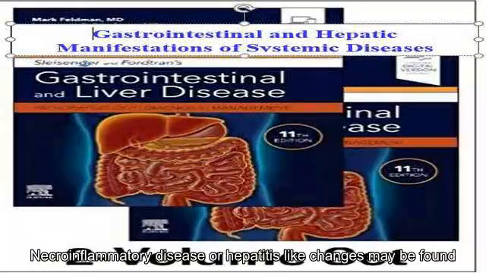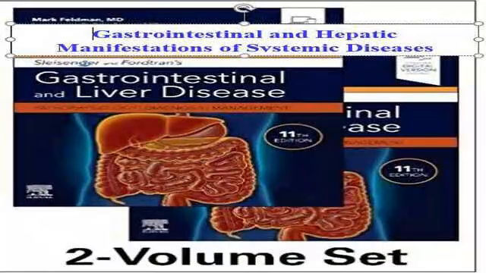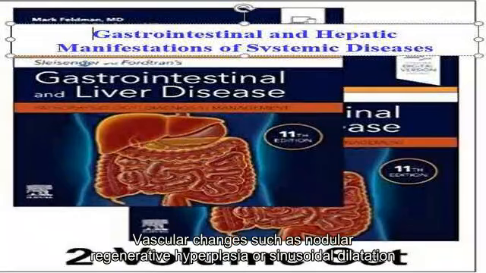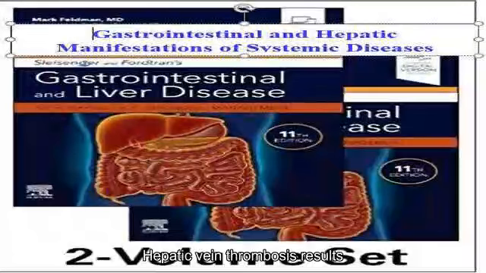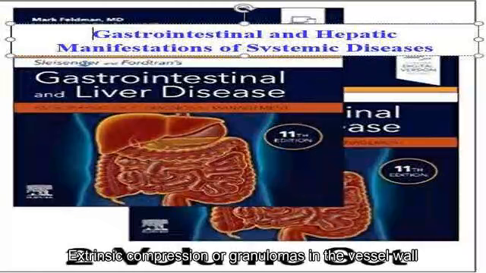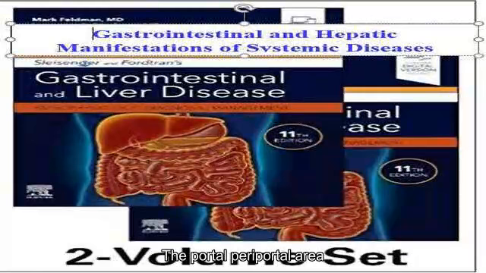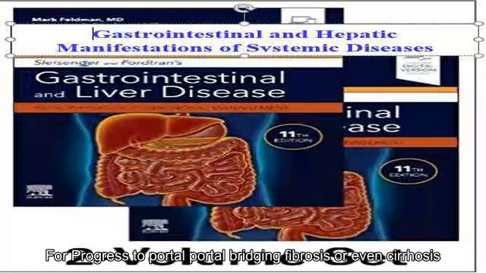Necroinflammatory disease or hepatitis-like changes may be found, as well as vascular changes such as nodular regenerative hyperplasia or sinusoidal dilatation, mainly affecting the pericentral zone. Rarely, hepatic vein thrombosis results from veins narrowed by extrinsic compression or granulomas in the vessel walls. Fibrosis may be limited to the portal-periportal area or progress to portal-portal bridging fibrosis or even cirrhosis.